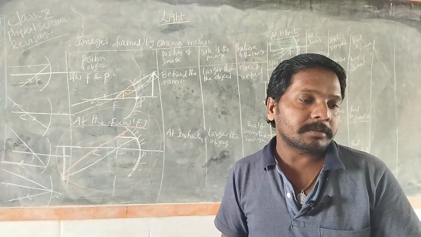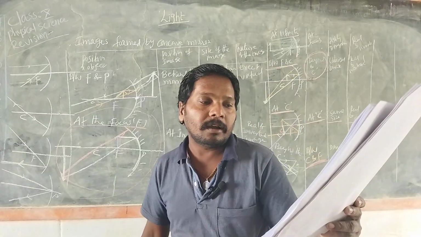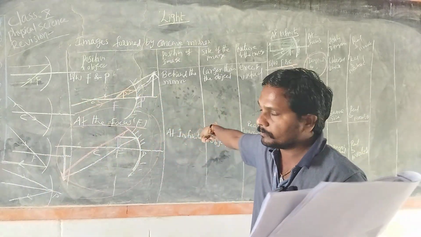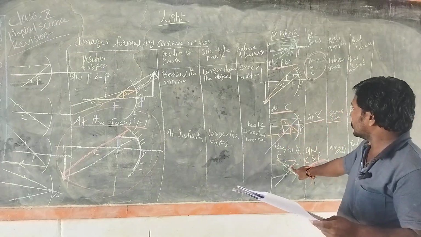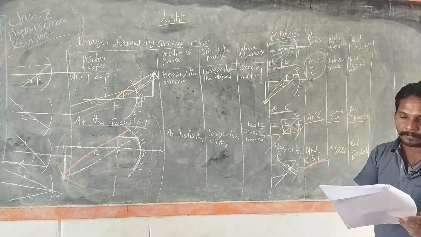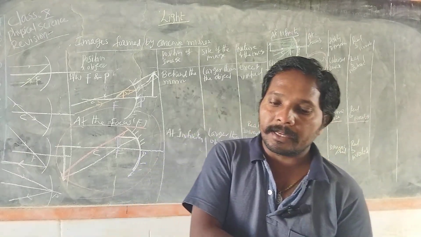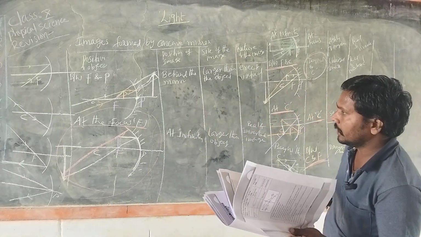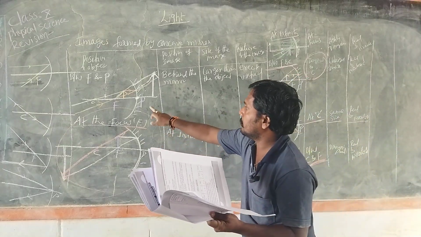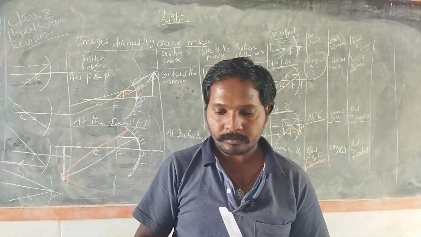Draw the ray diagrams of image formed when the object is placed in front of a concave mirror: behind C, at C, between F and C, at F. Sometimes it will be easy for us to answer in any way.